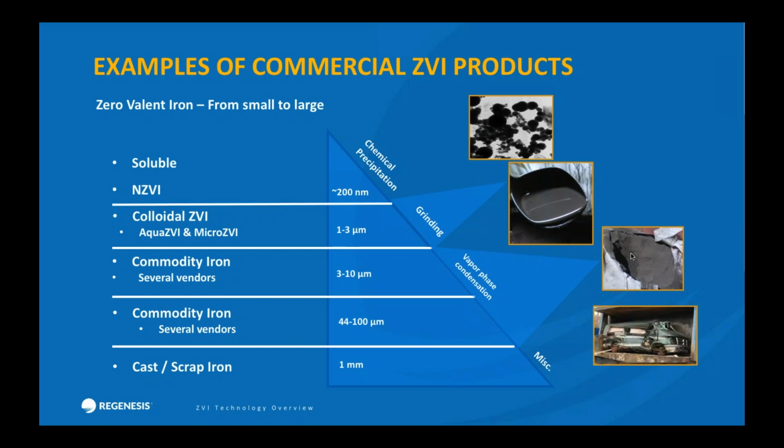So there are different ways to put these things into the ground. For the smaller products, you have some options. You can put these things in the ground through screened wells, which is a really enabling technology if you want to go into a site that's deep, you want to go through existing wells. You can also put the smaller particles, the NZVI and colloidal particles, in the ground using DPT. And if you want to use the larger particles, such as the commodity iron, you're more or less relegated to DPT or soil mixing.